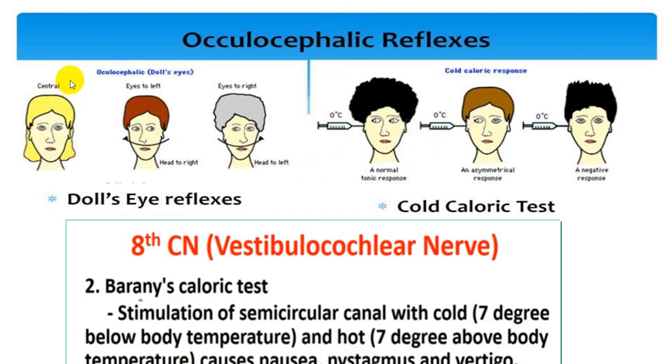In a doll's eye movement, you lift the upper eyelid and then rotate the head. If you get nystagmus, that means the doll's eye movement is present. That indicates the vestibular apparatus is working and the pons is able to give you oculocephalic reflexes. If doll's eye movement is absent and the caloric test is negative, it indicates damage to either the vestibular apparatus or the pons, that is, the vestibular nucleus. That will be the importance.